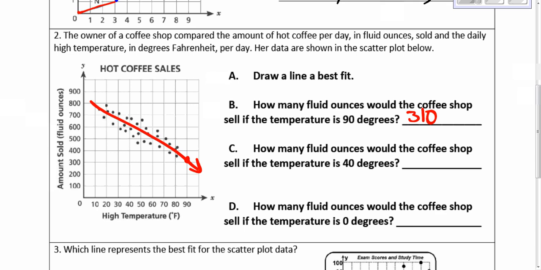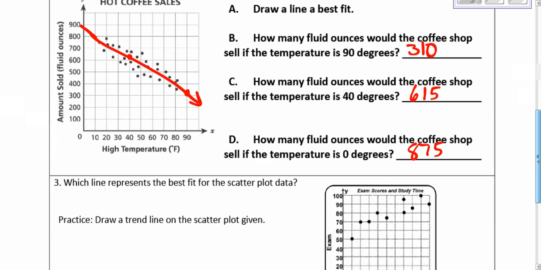How many fluid ounces would the coffee shop sell if the temperature is 40 degrees? So 40 already has a bunch of points here, but you're still going to use the line that you drew. So I go to 40, I go up to the line, it's right here. It's a little above 600, so let's put 615. That looks about right. How many fluid ounces would the coffee shop sell if the temperature is 0 degrees? So that would be the y-intercept. And you can see that the line hits the y-axis slightly under 900, right around 875. But if your answers match your line, then you're fine.